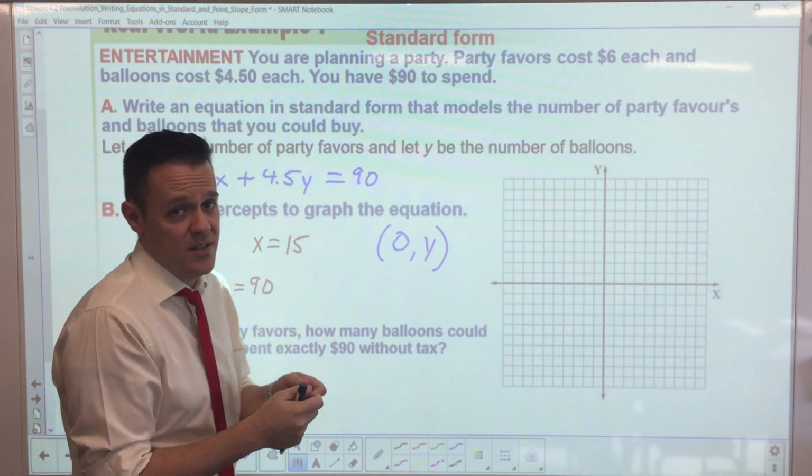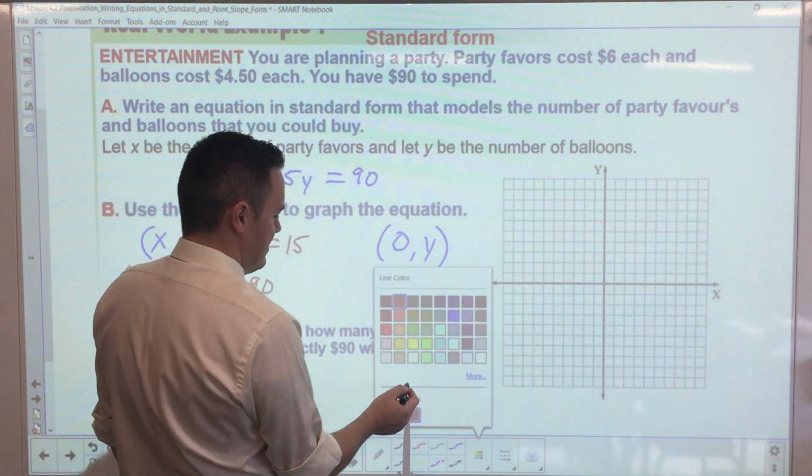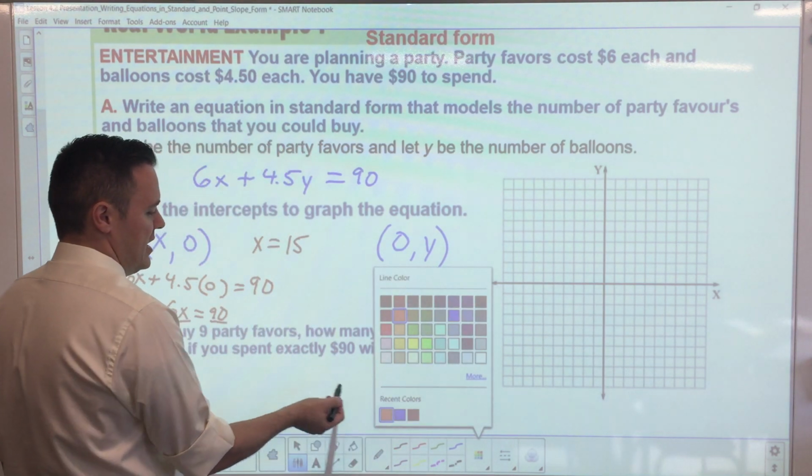Put it in a calculator. I've already done this once. My video froze. I'm doing this again. It's beautiful. Sometimes I love technology a lot.